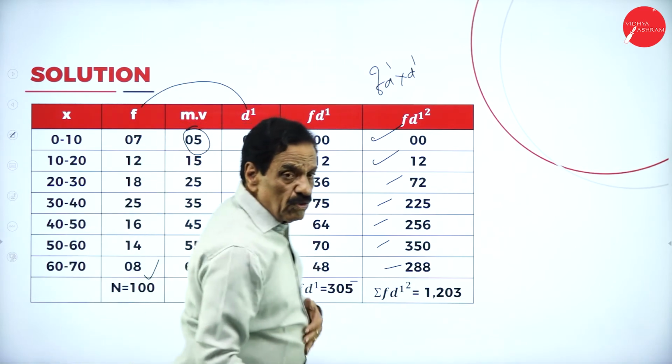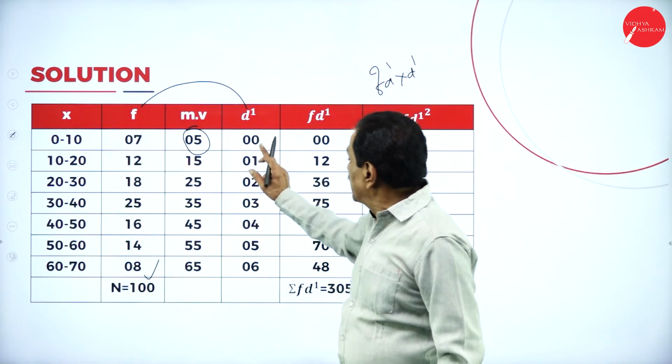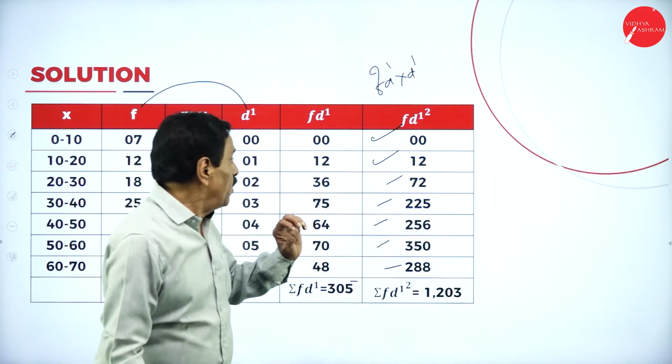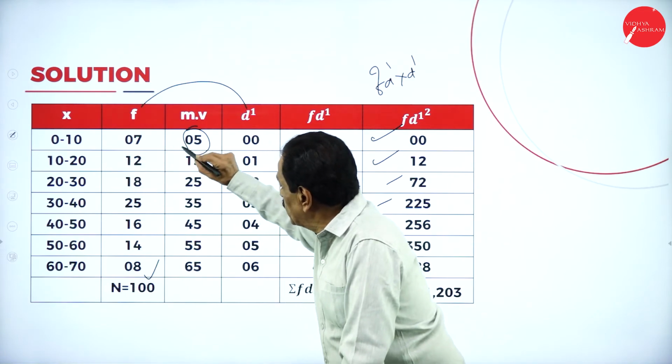What is the first step to do? Add the frequency. Frequency is equal to 100. D dash: take the mid value, 0 plus 10 divided by 2 is 5.